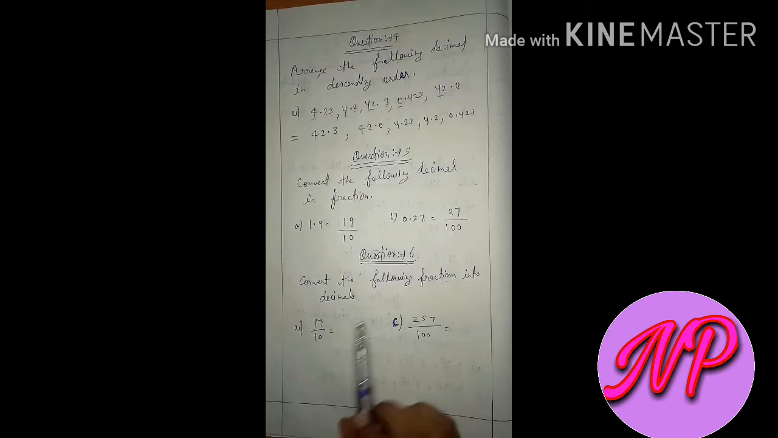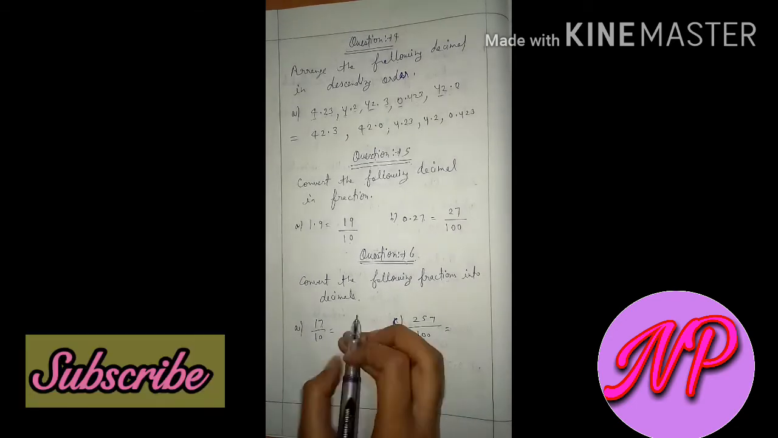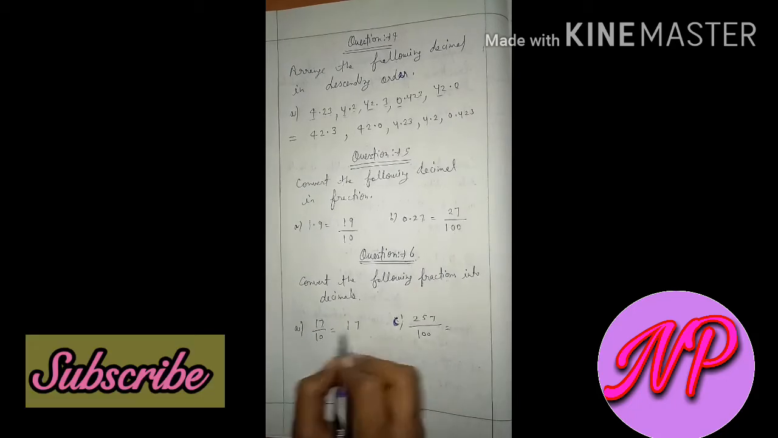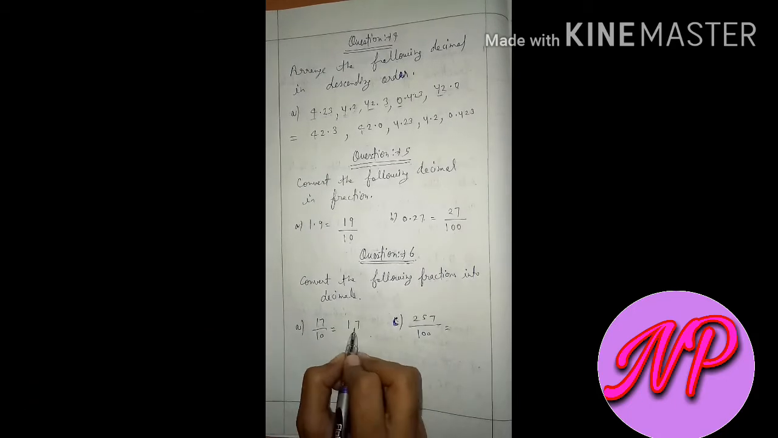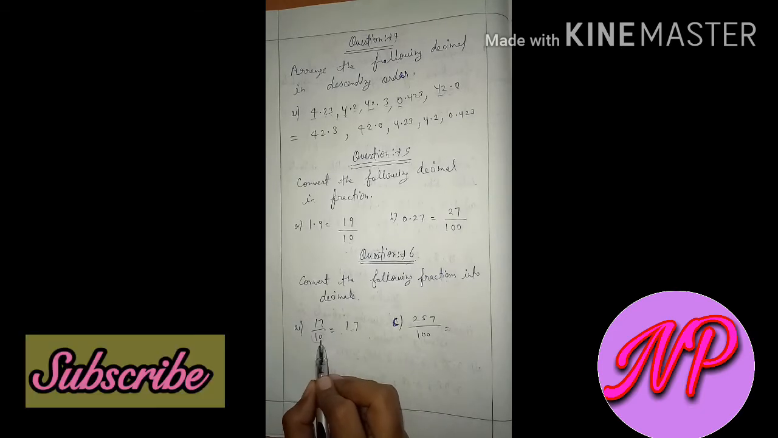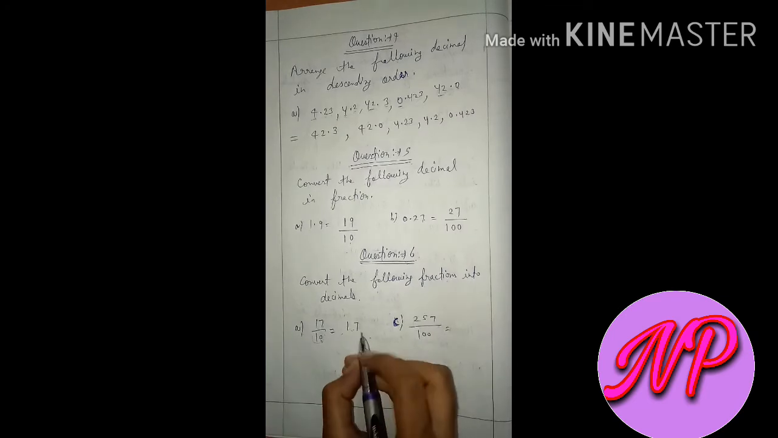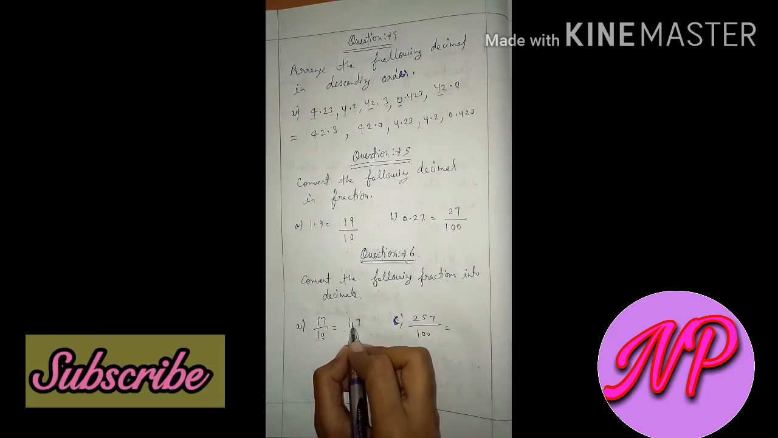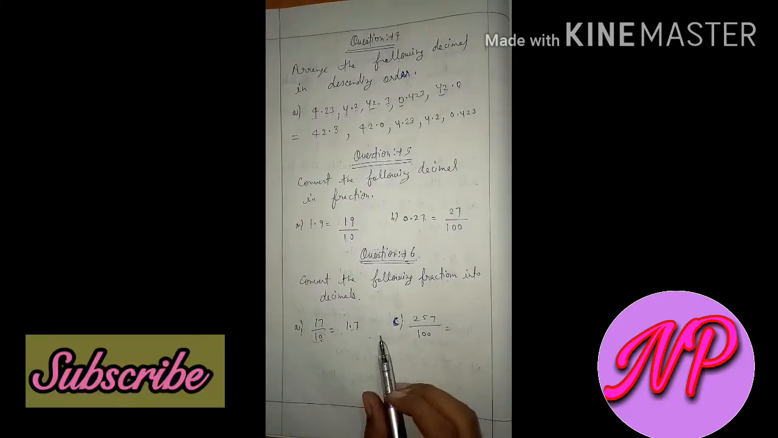Now the question 6, and in question 6 convert the following fractions into decimals. Fractions are given and you will convert the fractions into decimals. And here 17 by 10, we will write the numerator firstly, 17, and after that we will check the denominator, how many zeros are there in the denominator 10? 1 zero. We will put the decimal point to the right side of one digit, 1.7.